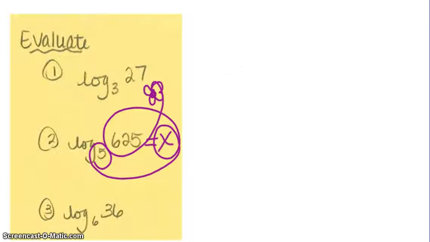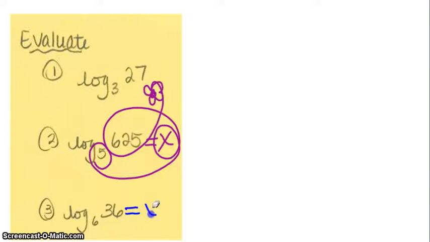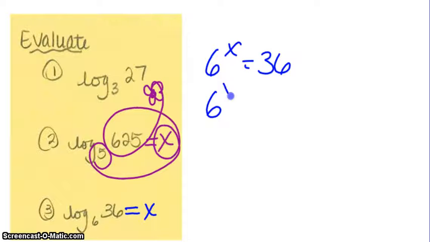Now let's do the last one. First thing I want to do is set that equal to x, and then 6 to the x is equal to 36. 6 to the x equals 36. Now 36 is 6 squared. So 6 to the x is equal to 6 squared. Bases are the same, so therefore the exponents are going to be the same too.